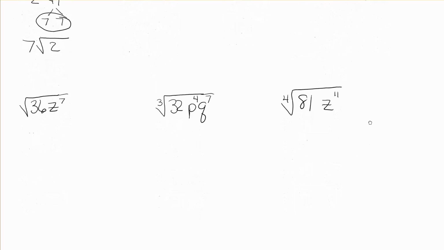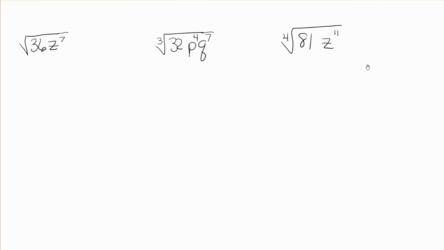So let's simplify our next set of problems here. Now we have variables in our problems. So in the first example, we're looking for the square root of 36, which I know that is 6 times the square root of z to the 7th, but I can simplify my z's. I have 7 z's, and if I wrote those out, I'd be able to group them in groups of 2.